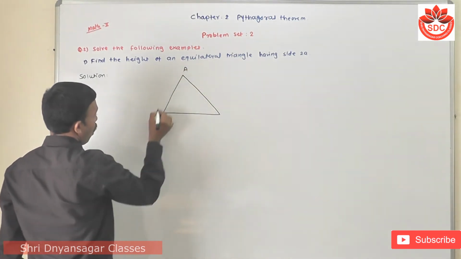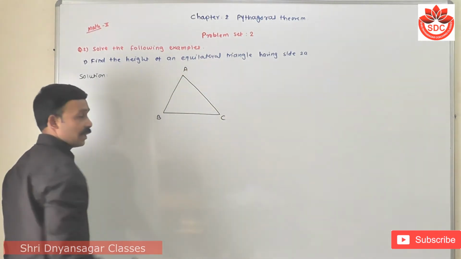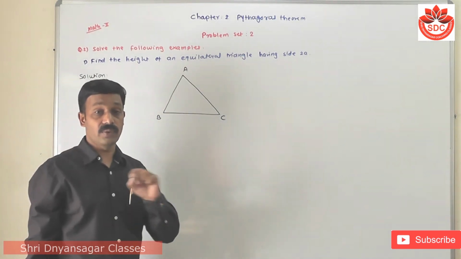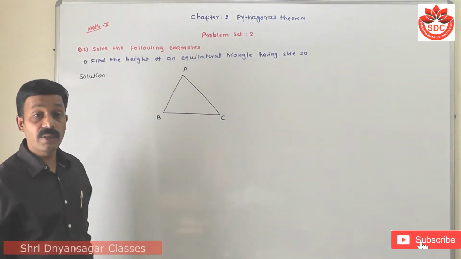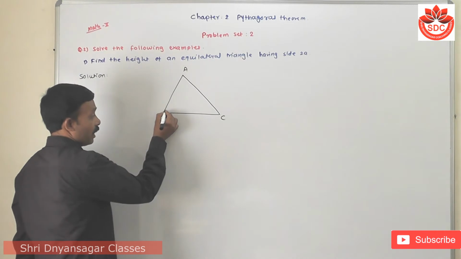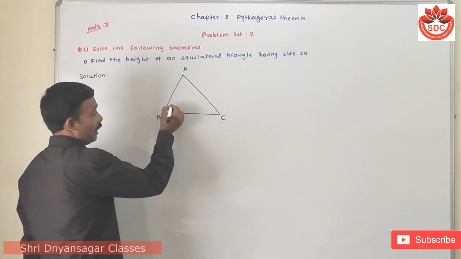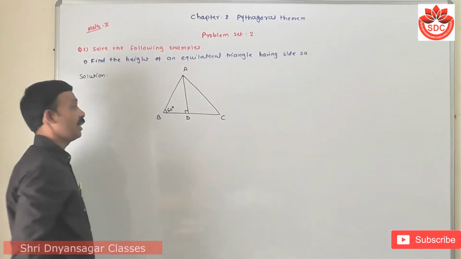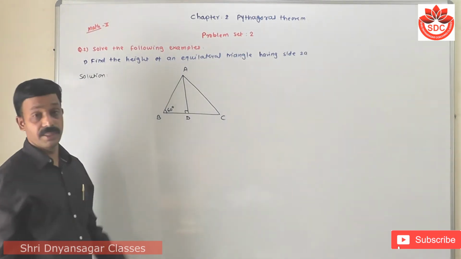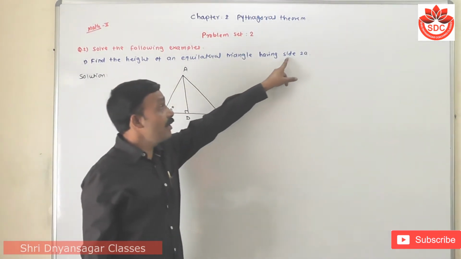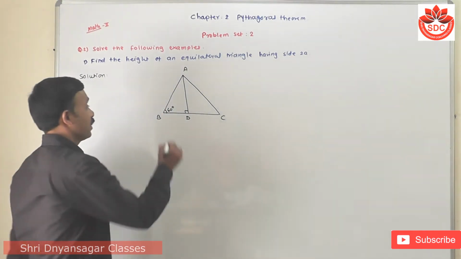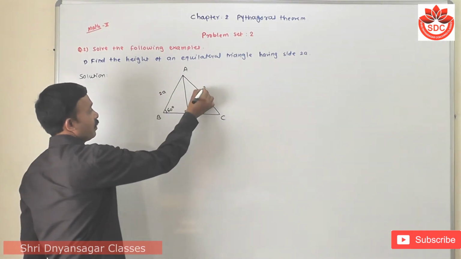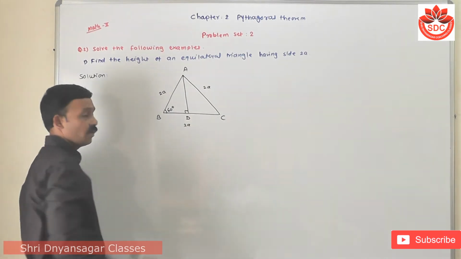Equilateral triangle means all sides of the triangle are equal and each angle is also equal. And the measure of each angle is how much? 60 degrees. So suppose I have taken this as 60 degrees. Then draw the perpendicular here, meaning this is the height. Suppose that AD is perpendicular to BC. Now, triangle having side twice a means that each side is twice a. This is twice a, this is twice a, this is also twice a.